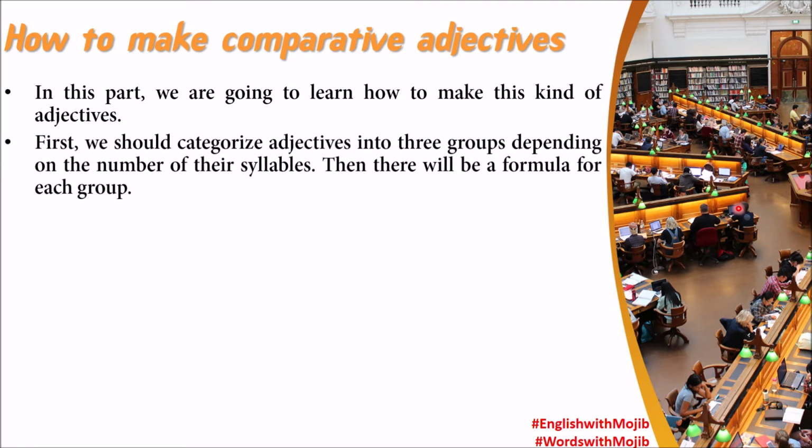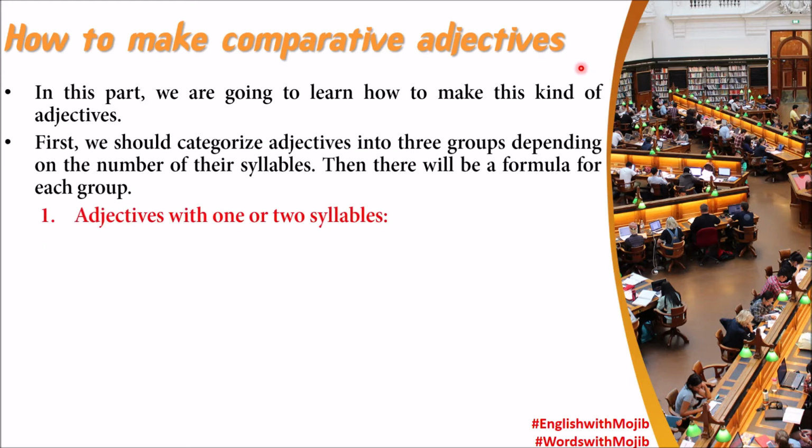First, we should categorize adjectives into 3 groups depending on the number of their syllables. Categorize means making groups, making categories. And syllable, you know the meaning of syllable. For example, the word smart has 1 syllable, smart. And the word interesting has 3 syllables, interesting. Then there will be a formula for each group, which are dependent on their syllables. We make a formula to make comparative adjectives.